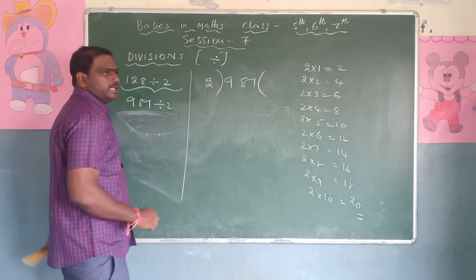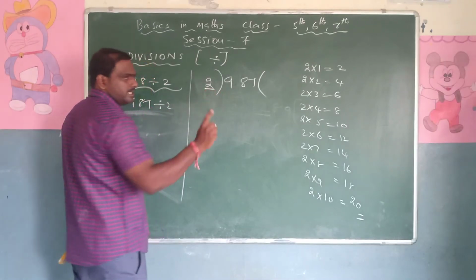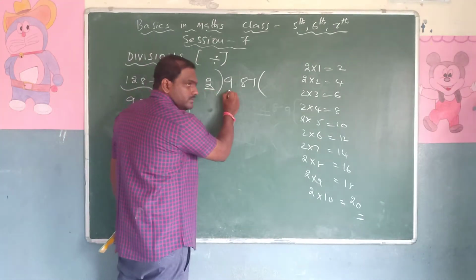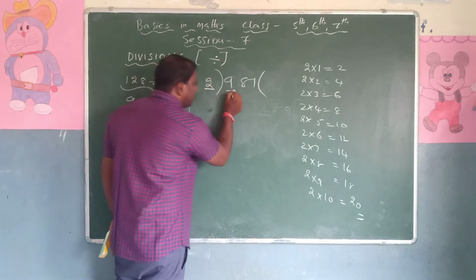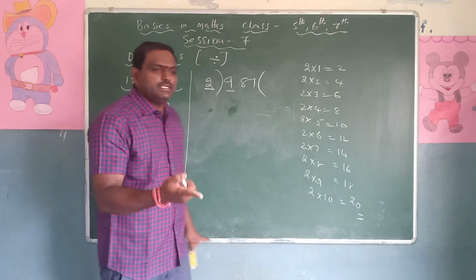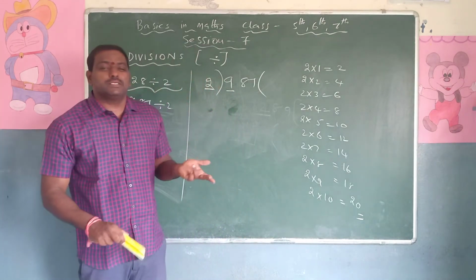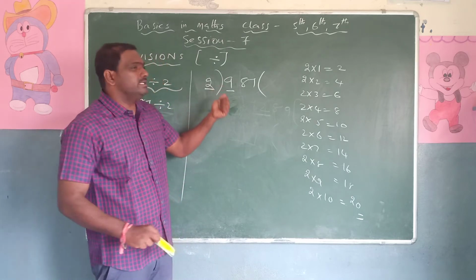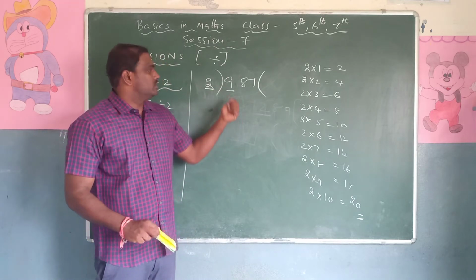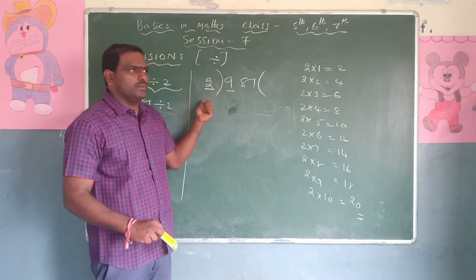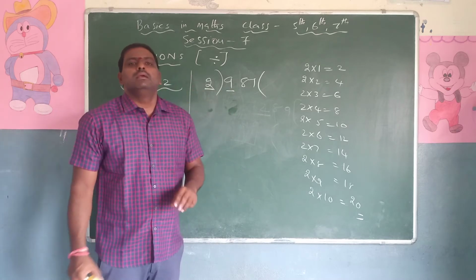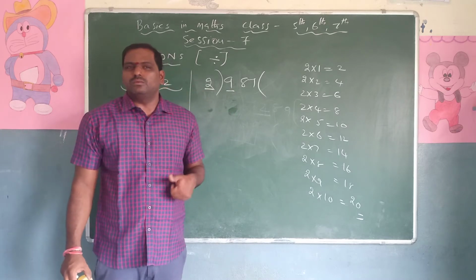First, how many numbers are there? One number. How many numbers do we have to take inside? Inside also one number. After that, what do we have to check? The number inside the bracket must be bigger. So here 9 is bigger than 2. Yes, we can proceed.